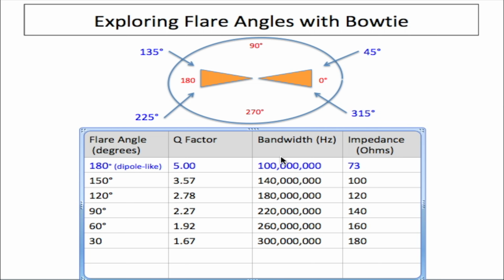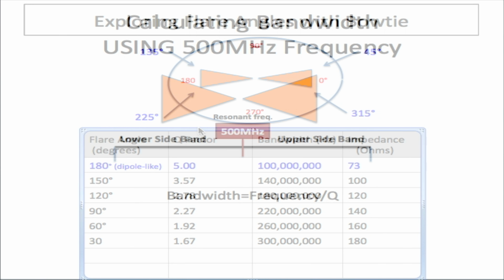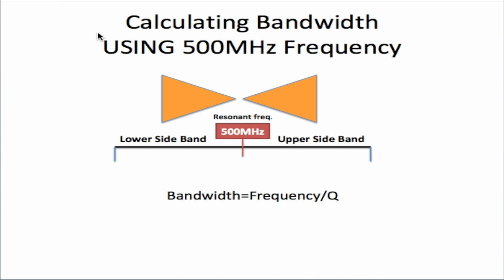And you'll also notice that as we increase the flare angles, we also increase the bandwidth. As for the Q factor and the impedance, don't worry about these. We'll be using these to do the calculations for this antenna as we go through this video. Now we're going to calculate the bandwidth of this frequency of 500 megahertz. This is our resonant frequency. This is the frequency that's going to be sent out from your transmitter to the antenna. So your data is going to be riding at this frequency.